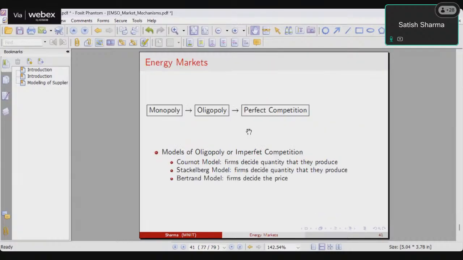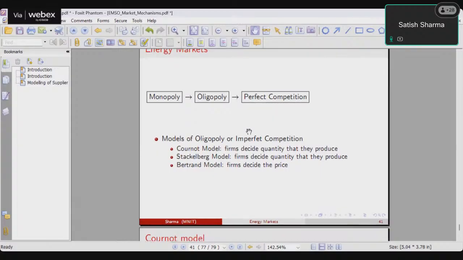If we talk about the electricity markets, monopoly is one single seller. Perfect competition is an infinite number of, or very large number of, small sellers. So energy markets are in between. All the energy markets are basically oligopoly markets. And there are multiple models in economics to model oligopoly behavior, also called imperfect competition. There are the Cournot model, Stackelberg model, Bertrand model, and we will discuss the Cournot model here.